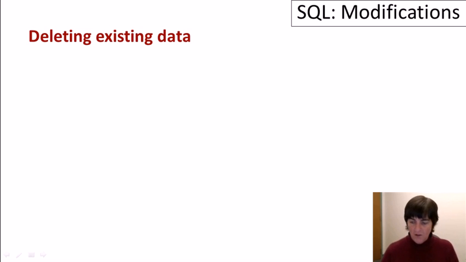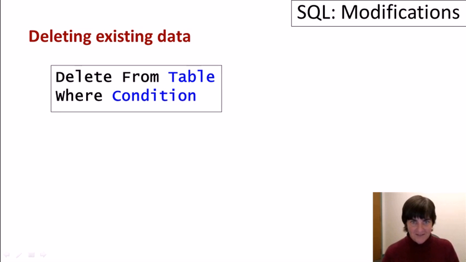To delete data, we have a fairly simple command. It says we delete from table where a certain condition is true. So this condition is similar to the conditions that we see in the select statement, and every tuple in the table that satisfies this condition will be deleted.